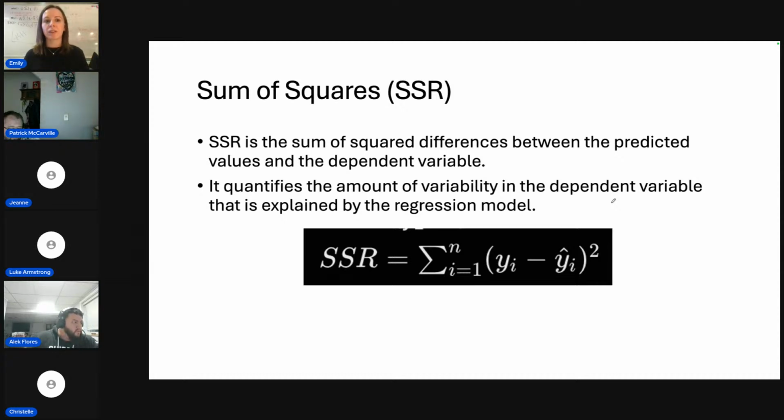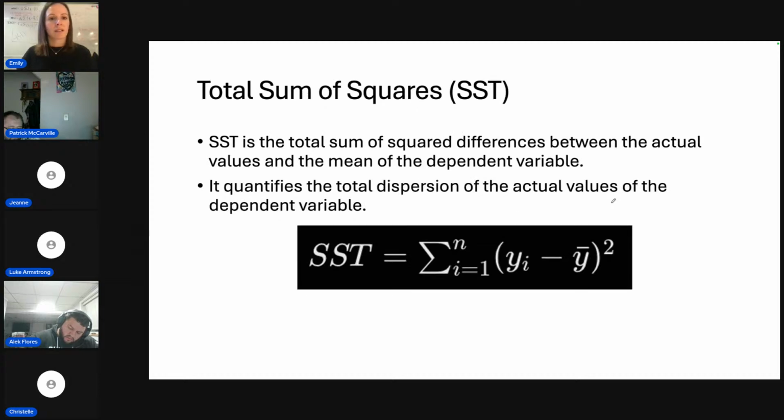This quantifies the amount of variability in our dependent variable. When we look at the SST, the difference here is this y bar. This little bar over this is called y bar. So SST is the total sum of squared differences between the actual values and the mean of the dependent variable. So this is looking at the average value of the dependent variable. That's the y bar. So this is going to quantify the total dispersion of the values of your dependent variable. So how varied, how volatile are your predictions?